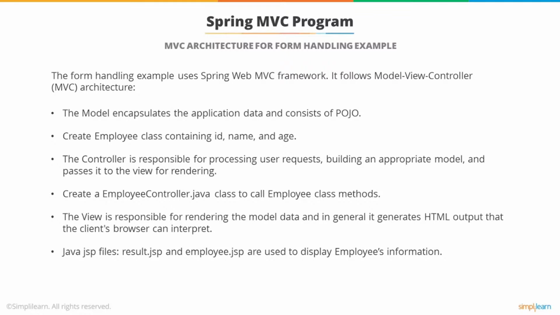The controller is responsible for processing user requests, building an appropriate model and passing it to the view for rendering. It creates an EmployeeController.java class to call Employee class methods. The view is responsible for rendering the model data, and in general it generates HTML output that the client browser can interpret. The JSP files, result.jsp and employee.jsp, are used to display employee information.